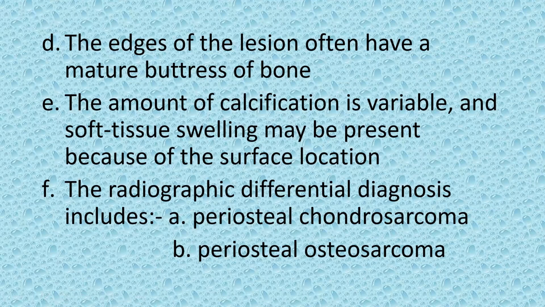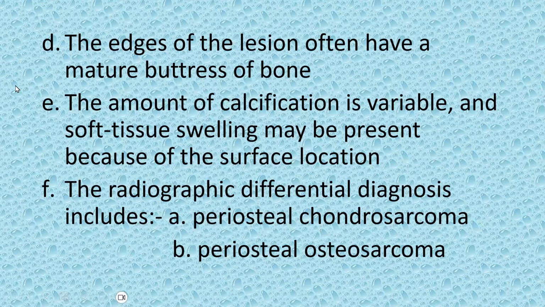The radiographic differential diagnosis includes periosteal chondrosarcoma. I would like to correct myself and say periosteal chondrosarcoma and periosteal osteosarcoma. And of course, you should not forget about parosteal osteosarcoma. So these are 3 points.